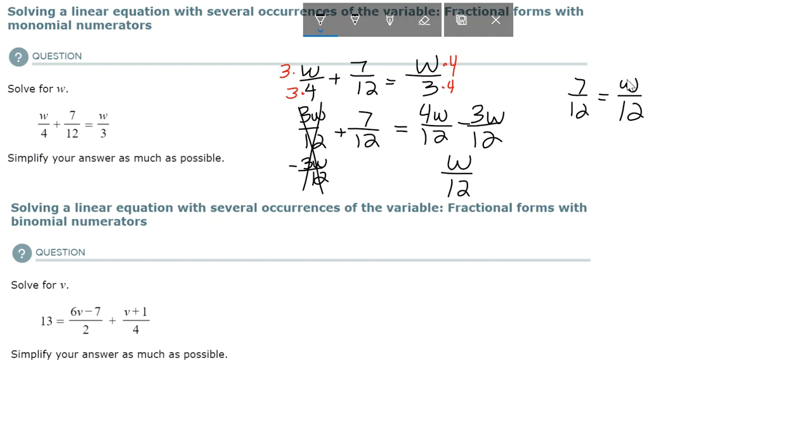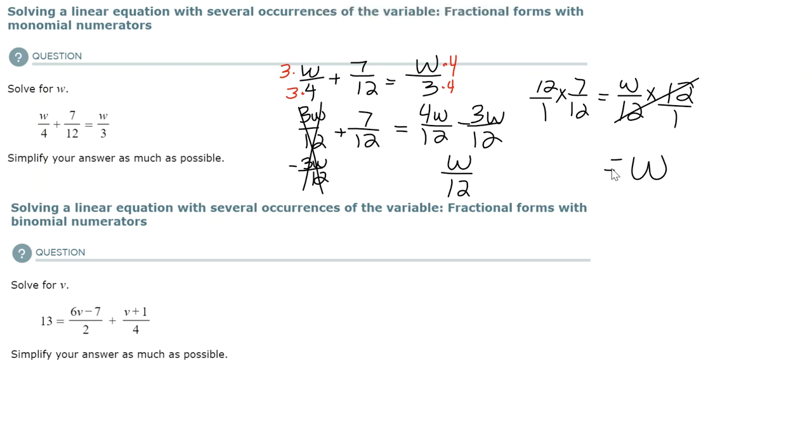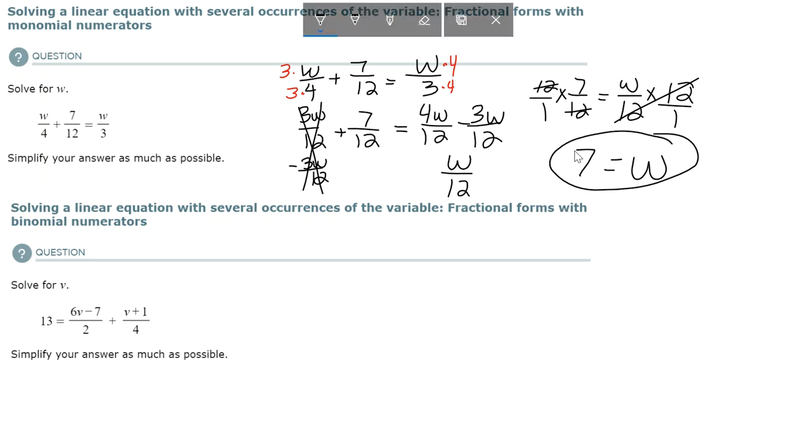Okay, we're almost done. So right now w is being divided by 12. So to get rid of division, we need to do the inverse operation, which is multiply by 12. Now with fractions, you can write 12 as 12 over 1. Okay, so that gives me 1w. And then look what happens over here. 12 divided by 12 is 1. And I'm left with 7 over 1. Now 7 divided by 1 is just 7, so my answer is w equals 7.